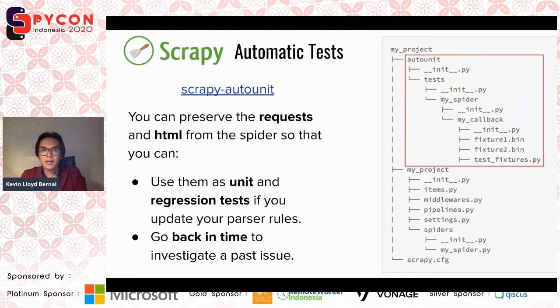For Scrapy, Scrapy Auto Unit takes care of that one. So as you can see here in this red box, this is what Scrapy Auto Unit creates in your Scrapy project. And it creates a lot of fixtures, which contain the requests and response body that your spider has previously seen. And on top of serving as the main primary source of your unit and regression tests, you could also go back in time to investigate a past issue. Say you've written a really bad parser and you just want to investigate what has happened there against an actual web page. You could do that using Scrapy Auto Unit.